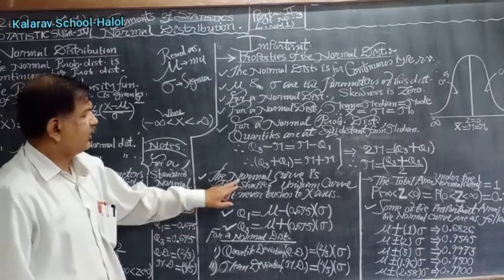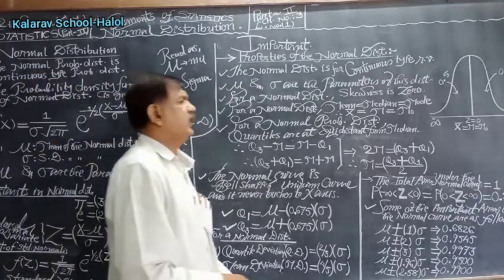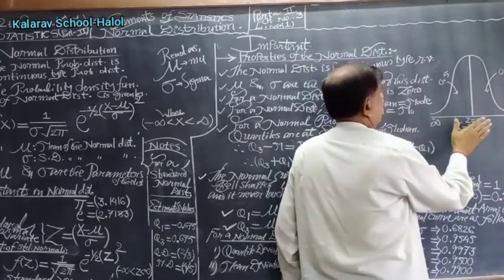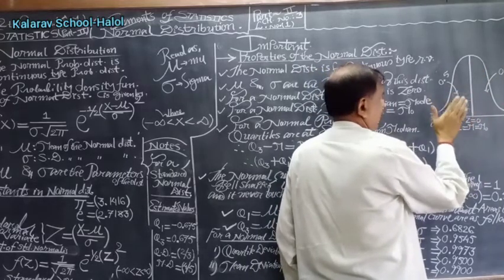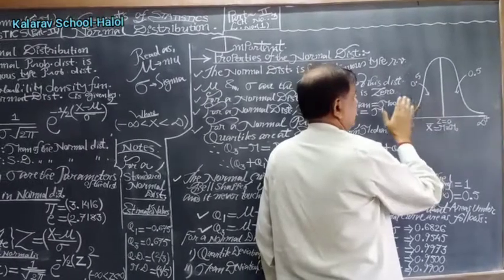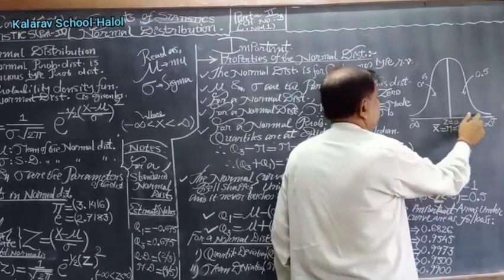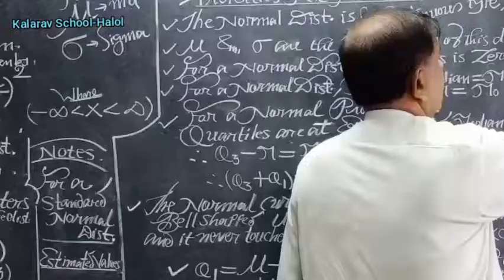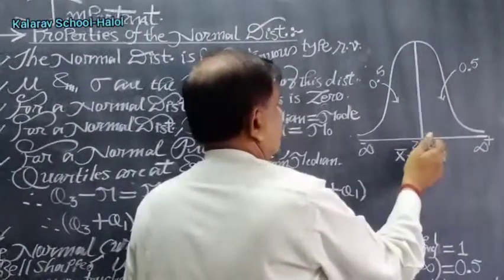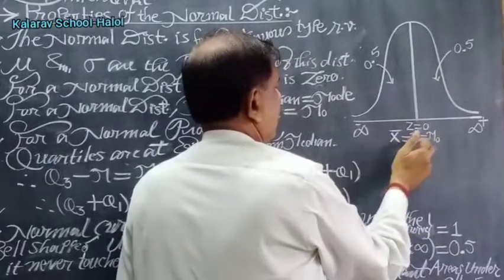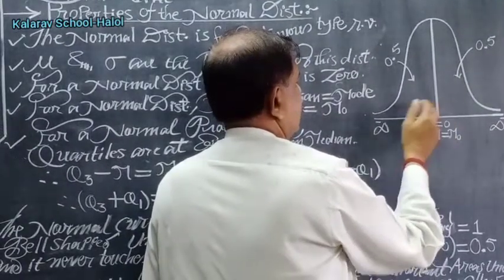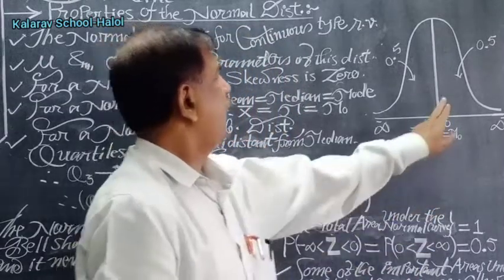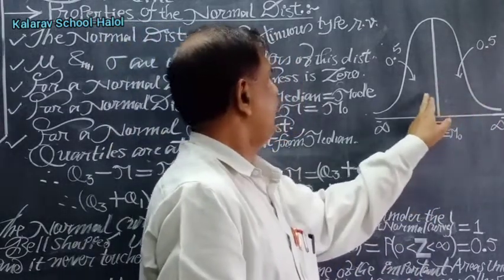Now, the normal curve of this probability distribution is a symmetrical, bell-shaped curve, and it is asymptotic. It never touches the x-axis on both sides. This is plus infinity, this is minus infinity. For the center line, z equal to 0, which means x bar equal to M equal to mode. On both sides of the center line, the area is 0.5 on the right hand side and 0.5 on the left hand side.